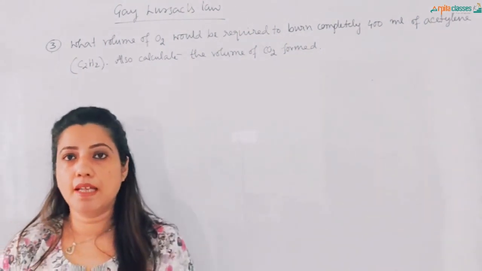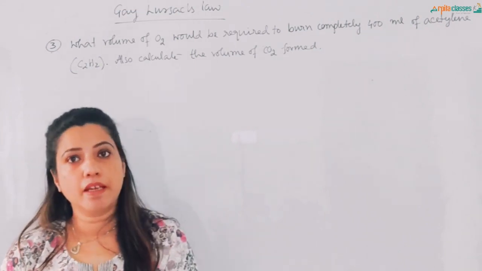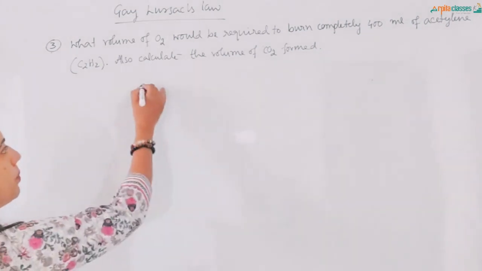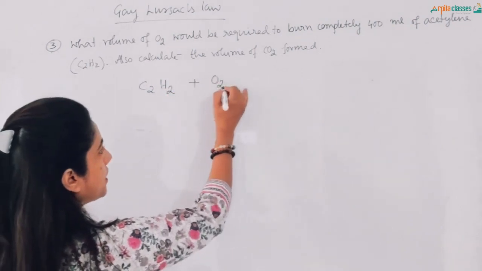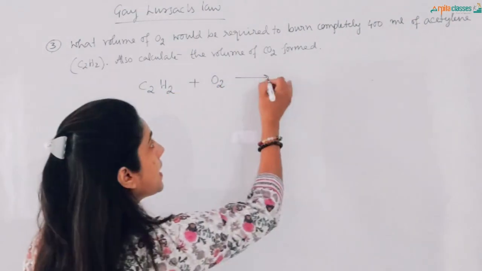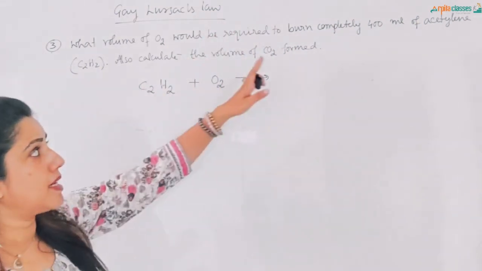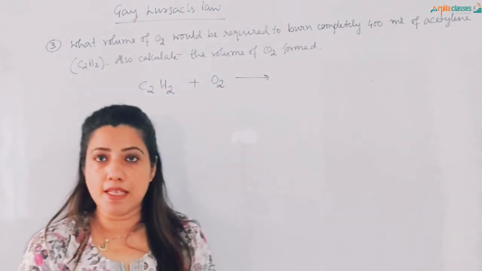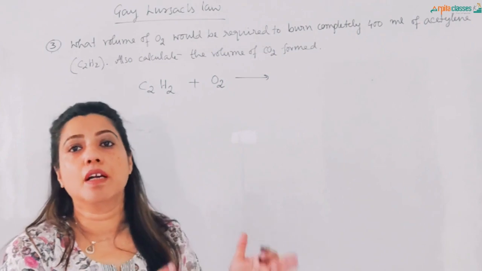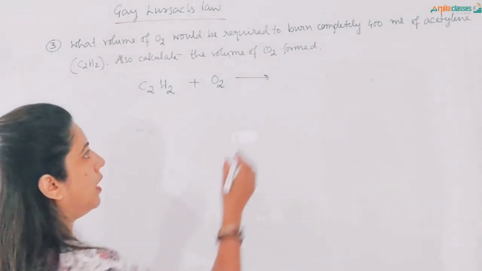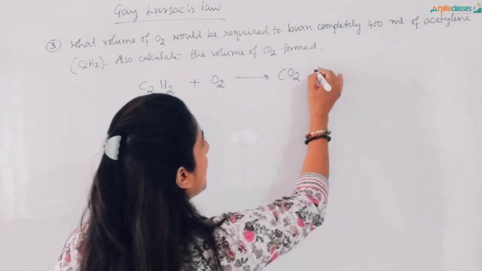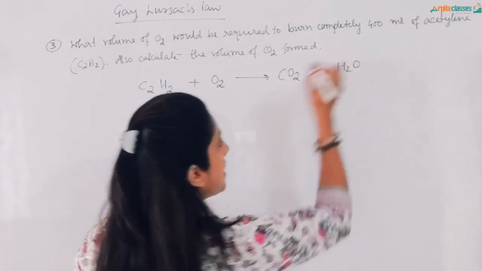So here you need to understand the reaction is happening between acetylene and oxygen. So you need to burn acetylene. Acetylene is C2H2 and you need oxygen for burning it. And since they are saying it is completely burned, we need to understand that the product of complete combustion is always carbon dioxide and water. So here in the product side we will be getting carbon dioxide plus water. So this is the reaction.